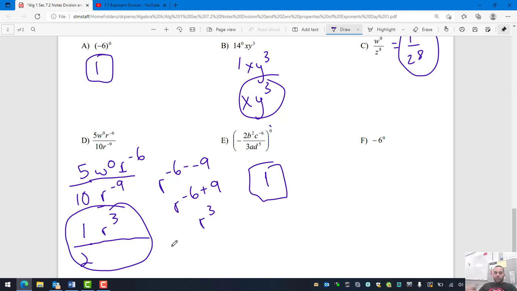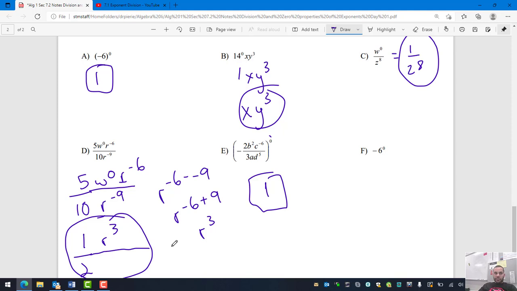But letter F is slightly different. So I want us to compare letter F to letter A. In letter A, the entire number -6 was being raised to the 0 power, and it spit out a 1. But what's happening here is actually just the 6 is being raised to the 0 power, and then there's a negative outside of it, okay? So if we account for order of operations, the first thing we have to recognize is, okay, what's being raised to the 0 power? Just the 6. So 6 to the 0 power becomes 1. But then this entire thing is being multiplied by a negative. So my answer here is -1.